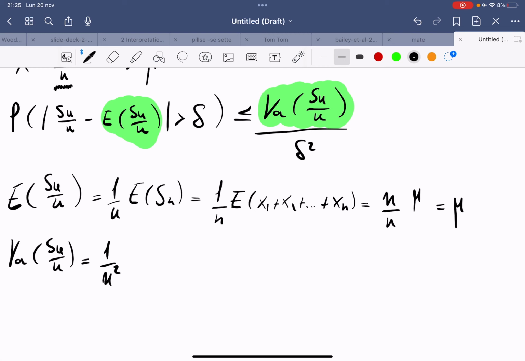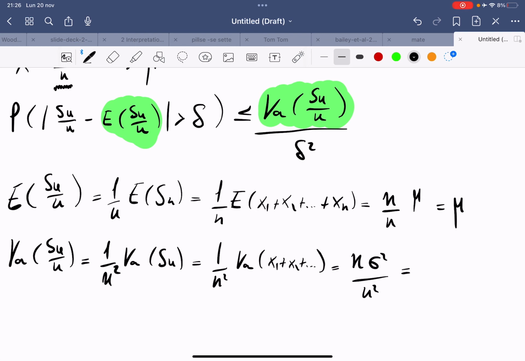while for the variance of the sum divided by n, we take out the square of 1 over n and we multiply it by the variance of Sn, that is the sum. So we have that this multiplies the variance of X1 plus X2 plus all the other observations. But since we are in the case of independent random variables, the variance of the sum will be equal to the sum of the variances. So we have n times sigma squared divided by n squared, and then we are left with sigma squared divided by n.